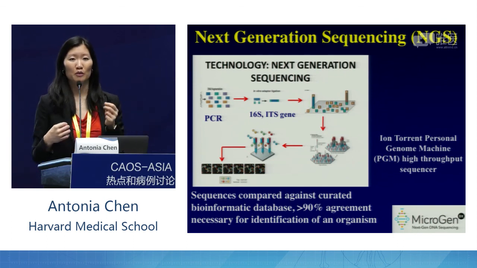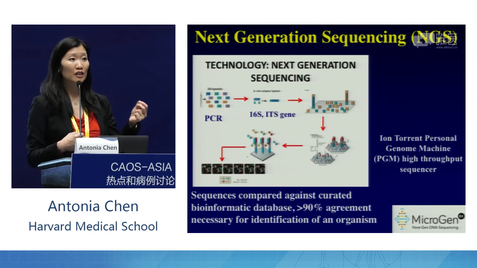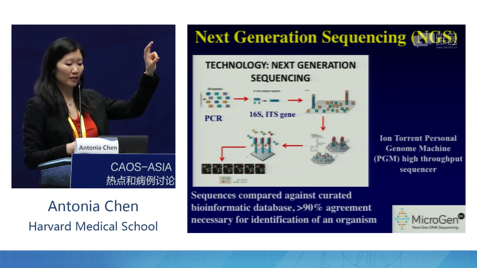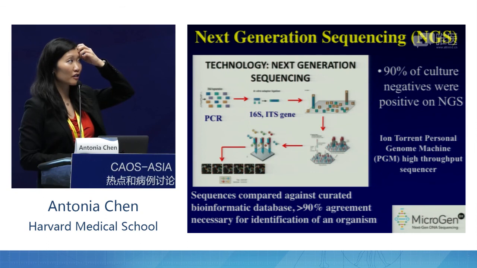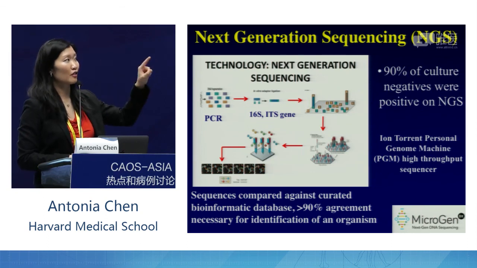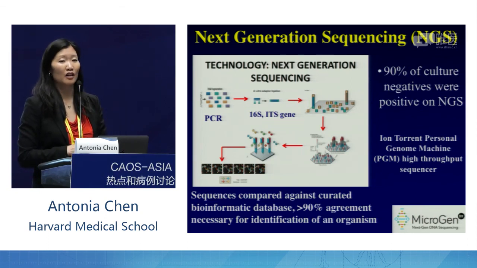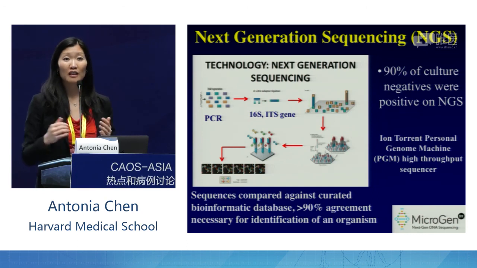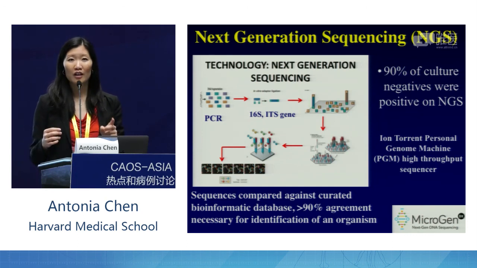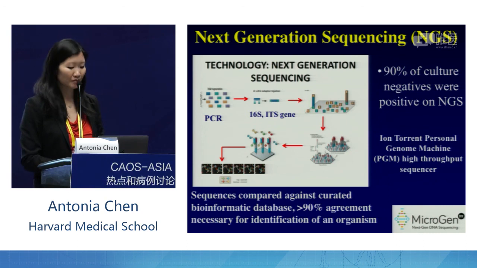So the problem in a lot of these, you get a list of 5 organisms. You don't know which one's most important. But in next generation sequencing, it tells you the highest weight. When we did a study at Rothman Institute, we found that 90% of culture negatives were actually positive on next generation sequencing. So the next time you get a culture negative result, think about different molecular techniques.